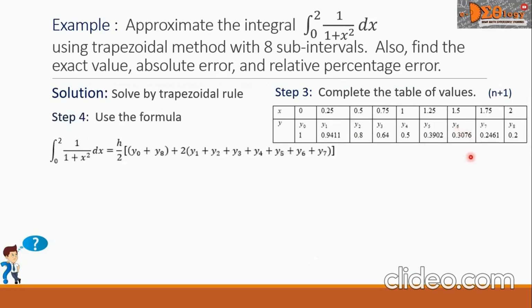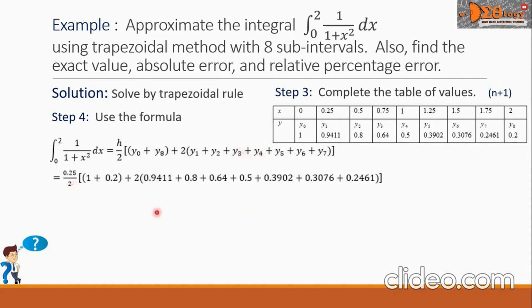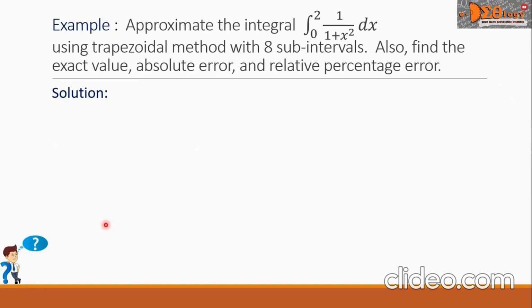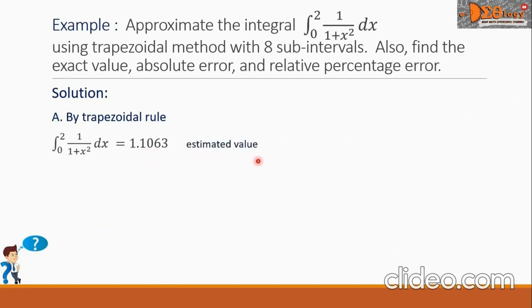We can now proceed with step 4 using the formula. Here is now the formula for trapezoidal rule. We'll simply substitute the corresponding values, and it becomes like this. And from here, we can use our calculator to find the final answer, which is 1.1063. So that is the problem A, solving this integral by trapezoidal rule, and the value is 1.1063. And we consider this to be the estimated value.